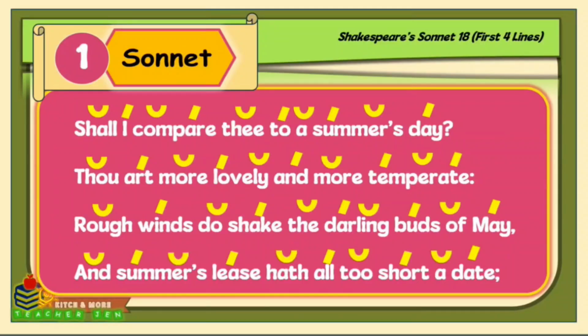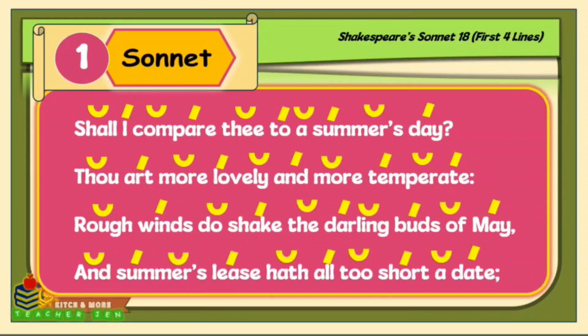Second, it follows a special rhythm called iambic pentameter. Each line has 10 syllables and the beat goes like this: da-dum, da-dum, da-dum, da-dum, da-dum. Let's try reading one line with that rhythm. Shall I compare thee to a summer's day? Feel that beat? Like a gentle heartbeat.